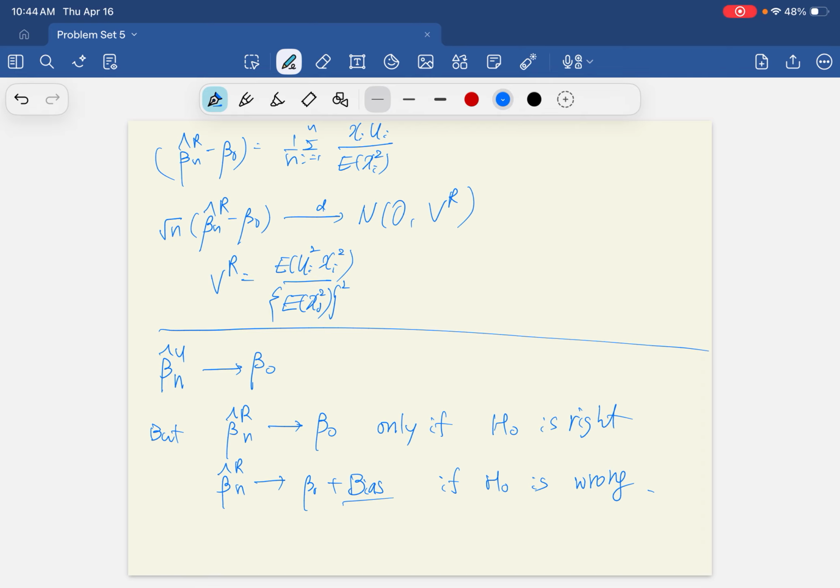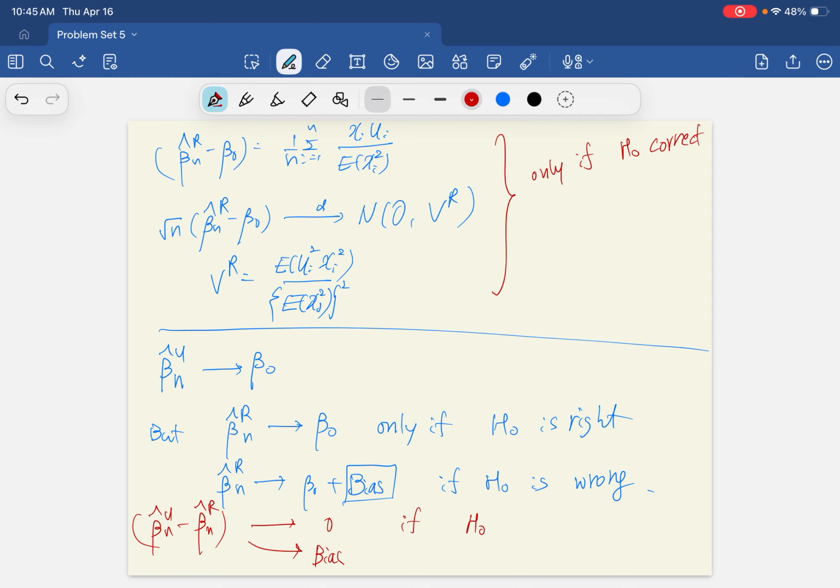So that bias happens if H0 is wrong, okay? That means these theoretical results are true only if H0 is right, because they are based on the null distribution. That means if you think about the difference, it is converging to 0 if H0 is right, and it will have bias if H0 is wrong. That's correct.